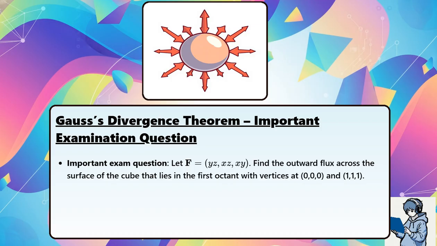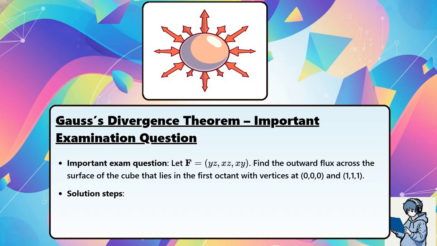Important exam question: let F equal (yz, xz, xy). Find the outward flux across the surface of the cube that lies in the first octant with vertices at (0, 0, 0) and (1, 1, 1).